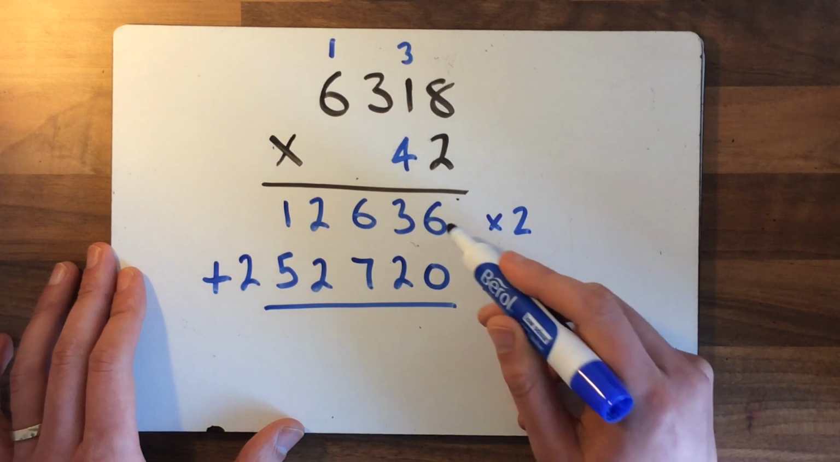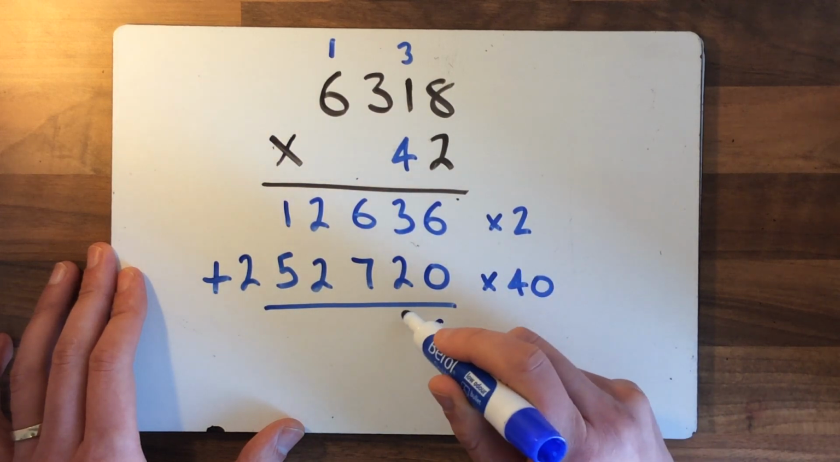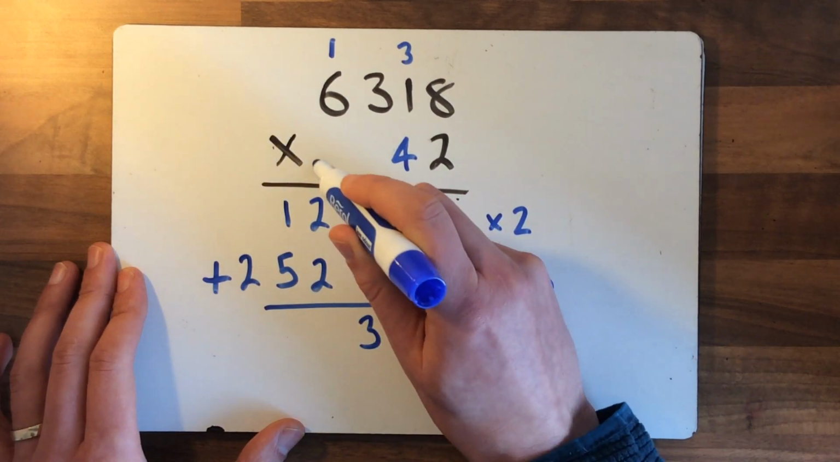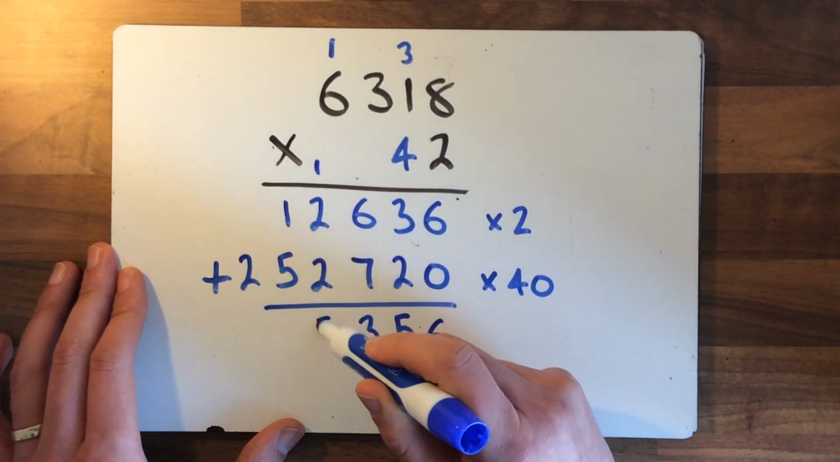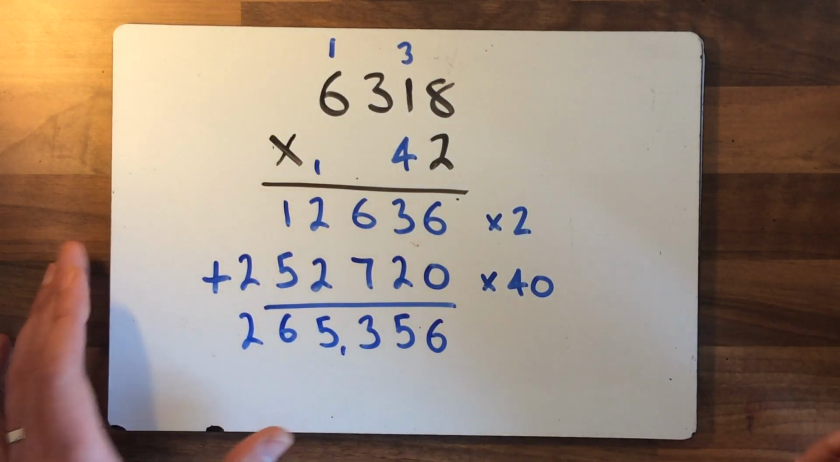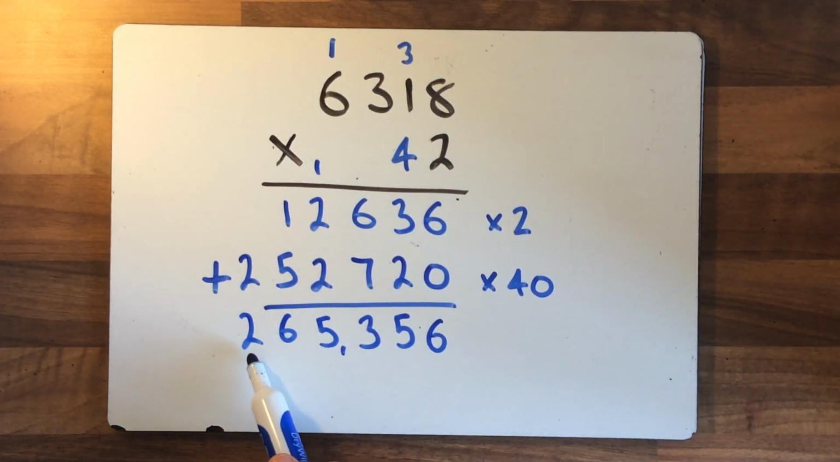So then we need to add them. So 6 and 5, and then if we add these up, that's 13. Then if we add these up, that is 5, 6, and 2. And there we can see is our answer, 265,356.